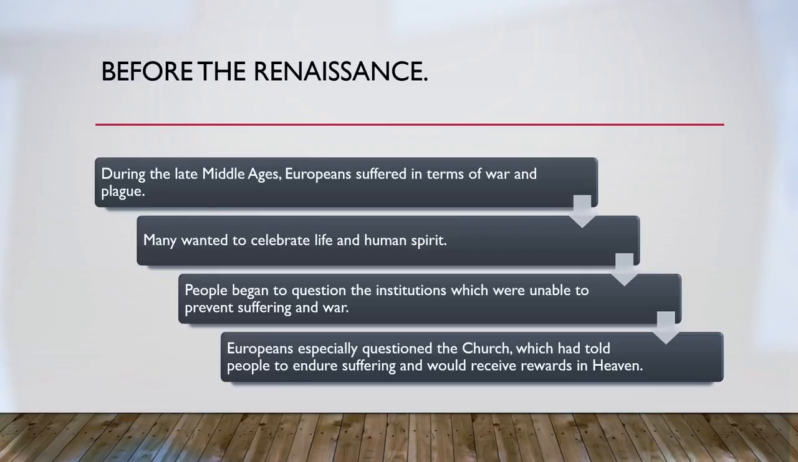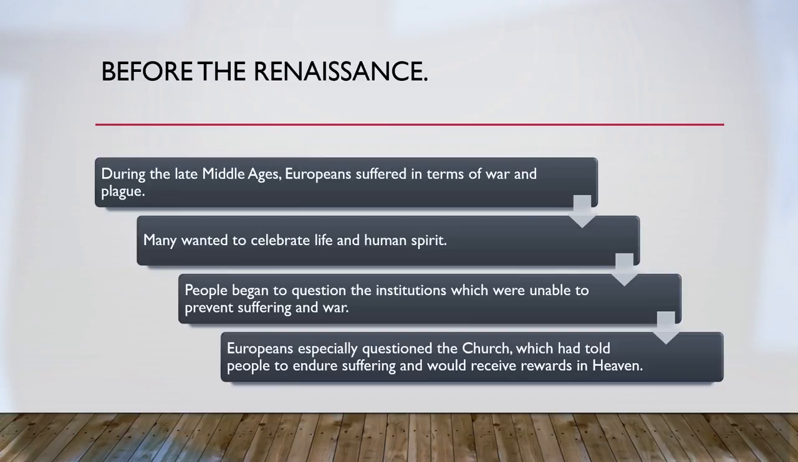So because of all this negativity, people are going to begin to question the institutions which were supposed to prevent them from suffering in war. Things like the king and the queen, things like the church, especially the church. People began to especially question the church because they were told that they had to endure suffering in order to receive rewards in heaven.